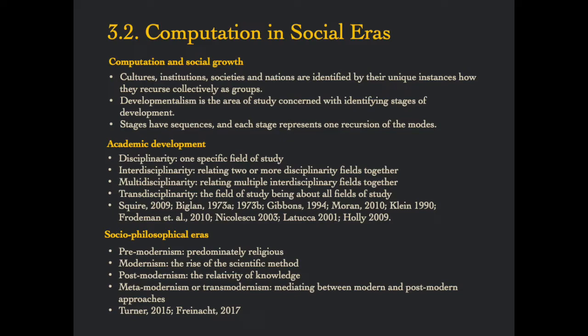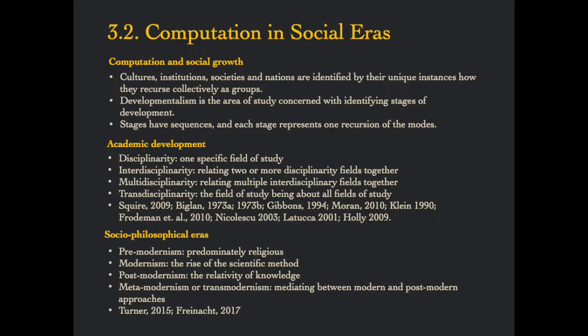Now, in socio-philosophical eras, there's this trajectory of pre-modernism, modernism, postmodernism, and metamodernism or transmodernism. Pre-modernism is usually characterized as being predominantly religious, where people have absolute truths that they believe have been given to them through some sort of divine revelation. Then we have modernism, which was the Age of Enlightenment, giving rise to the scientific method. Then we have postmodernism, which is characterized by the relativity of knowledge. And then we have metamodernism or transmodernism, which is mediating between the modern and postmodern approaches.